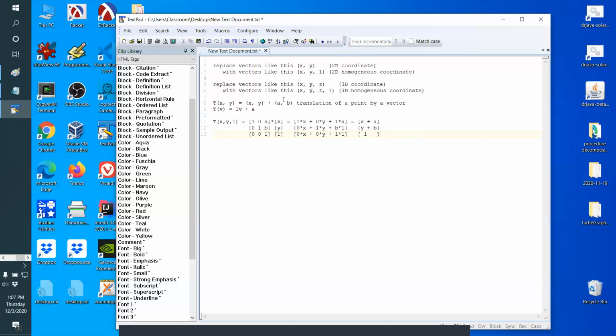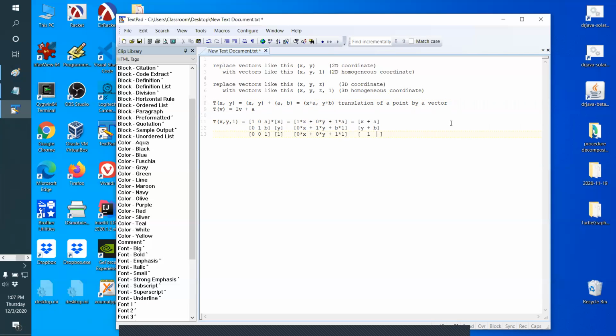Yeah, the homogeneous, let's see. So I got the homogeneous coordinate of that guy. The translation of xy is x plus a, y plus b. And there it is, x plus a, y plus b, but I get the homogeneous coordinate of it. So I take the homogeneous coordinate of xy1, and I get x plus a, y plus b, 1.